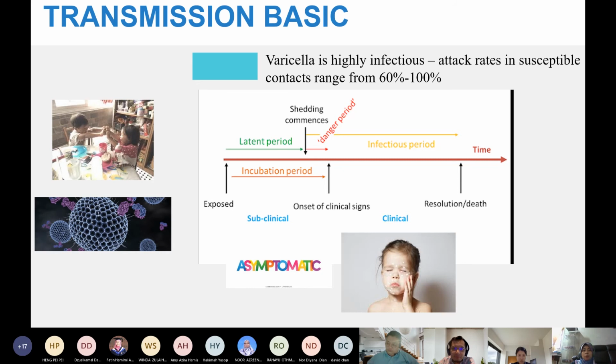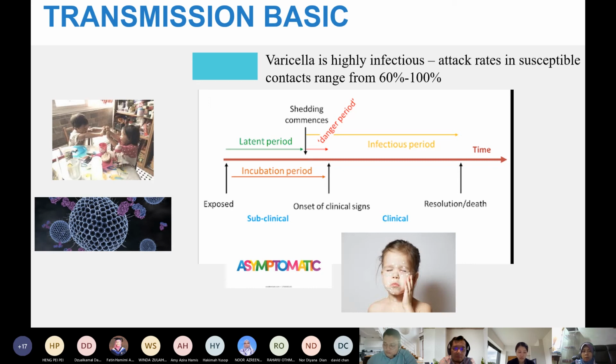Okay, the children are exposed. But in the meantime, before any vesicle, kita usually nampak vesicle dulu lah, demam-demam sikit, tak diagnose lagi chickenpox. Nampak vesicles, barulah kata dia chickenpox. That is what we call incubation period. But the danger part is here, before the vesicle develop, the shedding already commence, maybe from nasopharynx and so on. So these are the danger period.